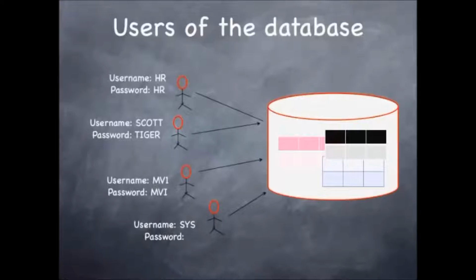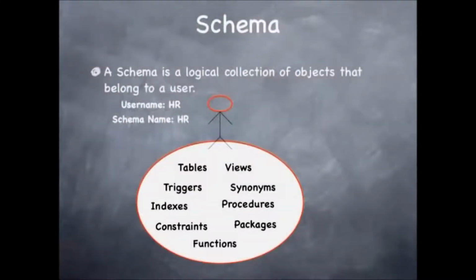We now look at the definition of the word schema. A schema is associated with a user. Every user has a schema, and a schema is a logical collection of all the objects that belong to a user.